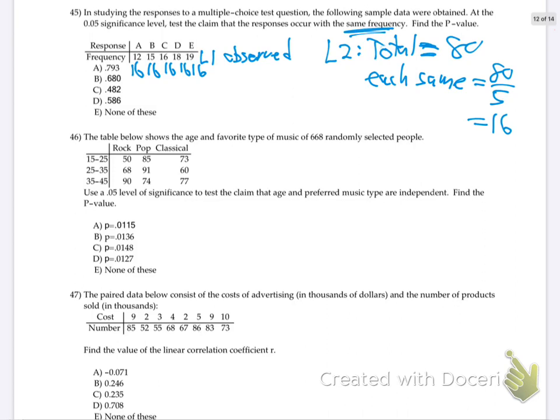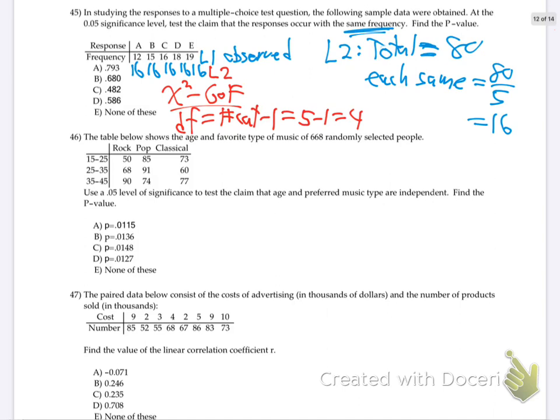So we're going to say, how well does what we saw fit with all being 16? That's the question. How well does it fit with them all being the same number of A's, B's, C's, D's, and E's? So it's a chi-square goodness of fit. We put L1 and L2 into our calculator. The degrees of freedom is always number of categories minus 1. How many categories? There's A, B, C, D, E, 5 categories. 5 minus 1, so degrees of freedom is 4. Hit the button.